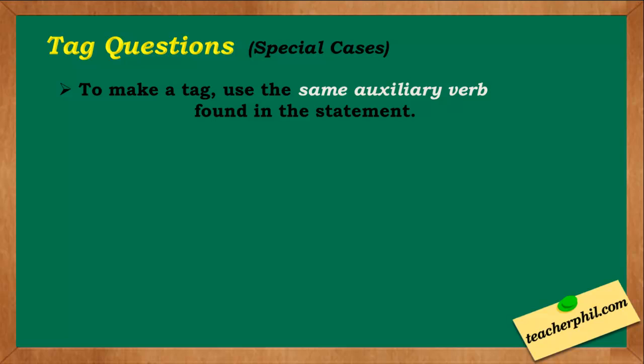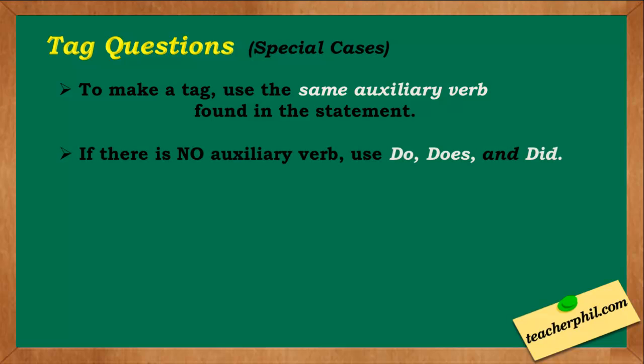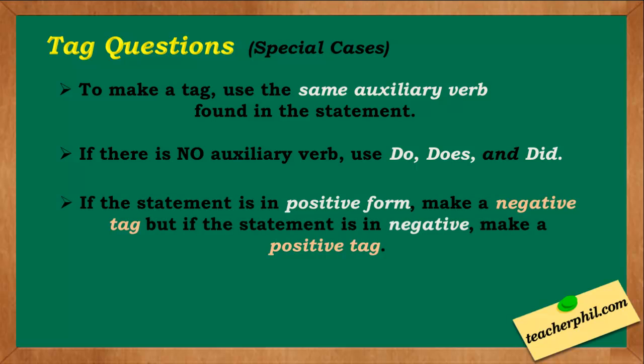The first one, to make a tag, use the same auxiliary verb found in the statement. The second one, if there is no auxiliary verb, use do, does, and did. The third one, if the statement is in positive form, make a negative tag. But if the statement is in negative, make a positive tag.